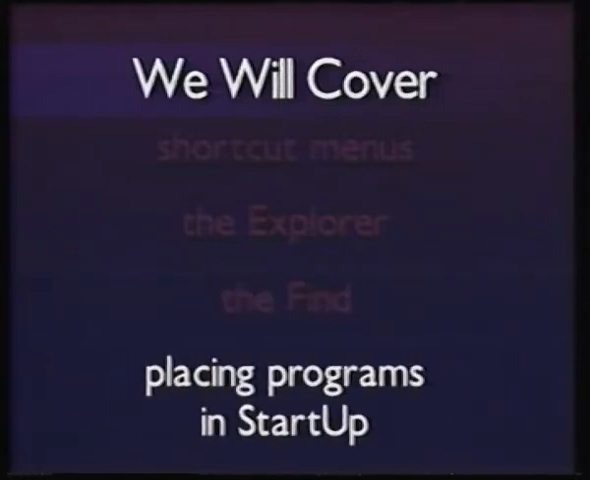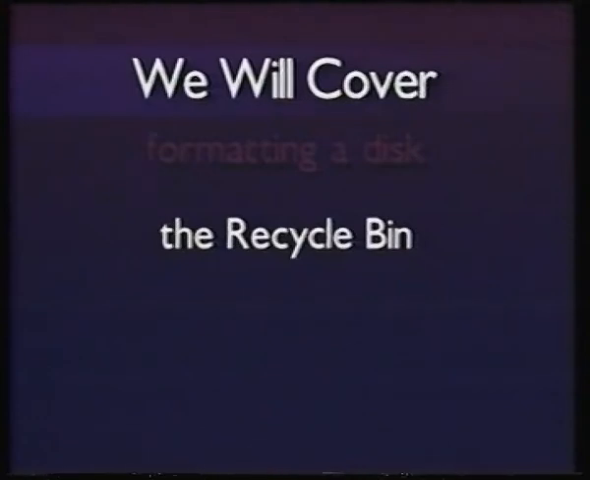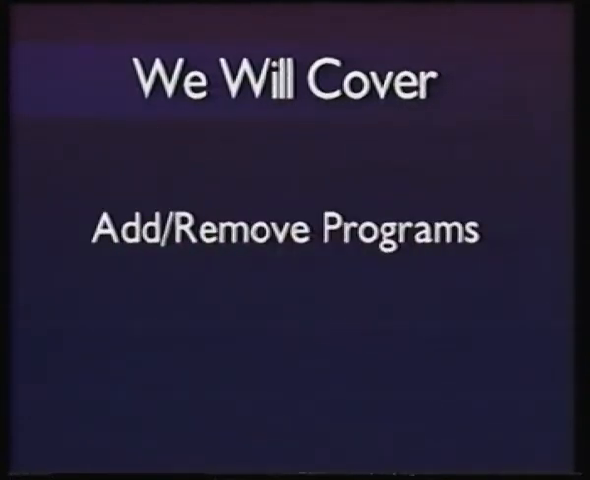We'll place a program in Startup, restart Windows 95, add a folder, copy files into a folder, learn to rename a folder or file, format a disk, and learn to use the recycle bin. We'll install a printer, use Run, explain add/remove programs, and finally shut down Windows 95.